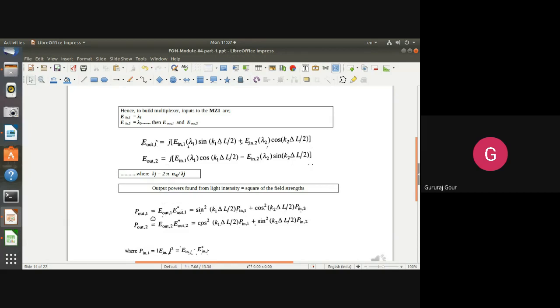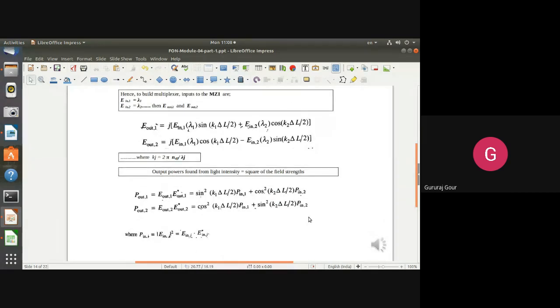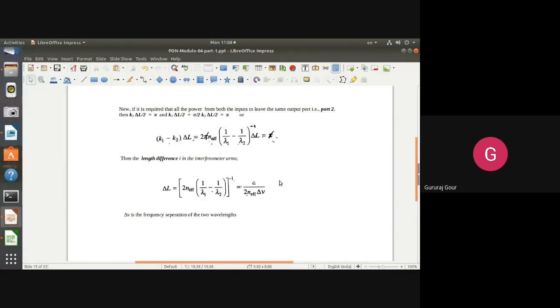Hence P out 1 we get by taking the dot product between E out 1 and E out 1 star. Star indicates the complex conjugate, because these are complex numbers. If you multiply a number with its complex conjugate, you get the square of the corresponding field strength, that is the magnitude. Now you can see both the outputs you are getting as a plus. Okay, so let us see what we get next.